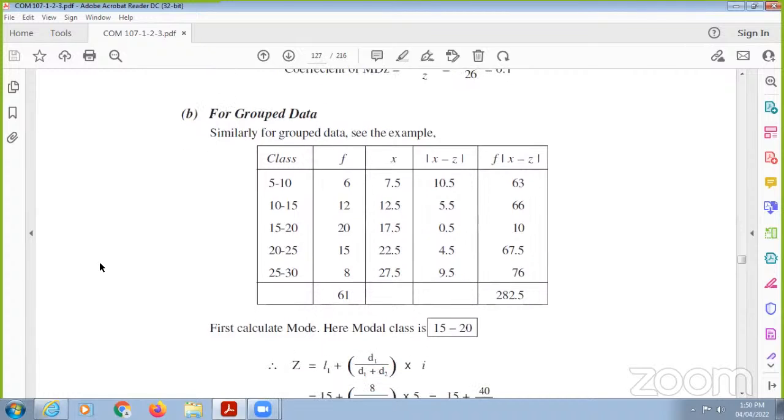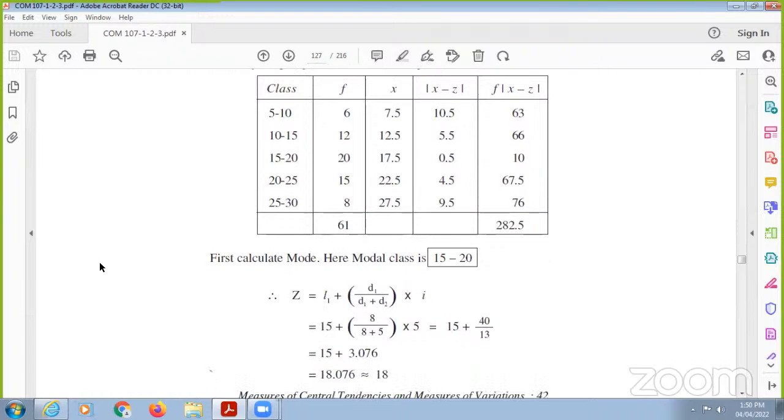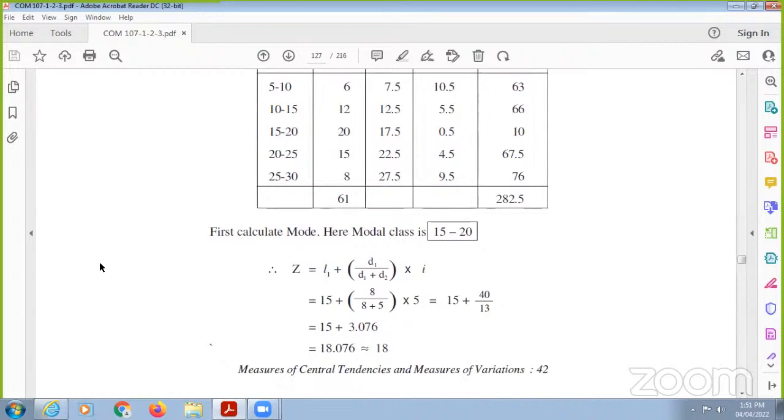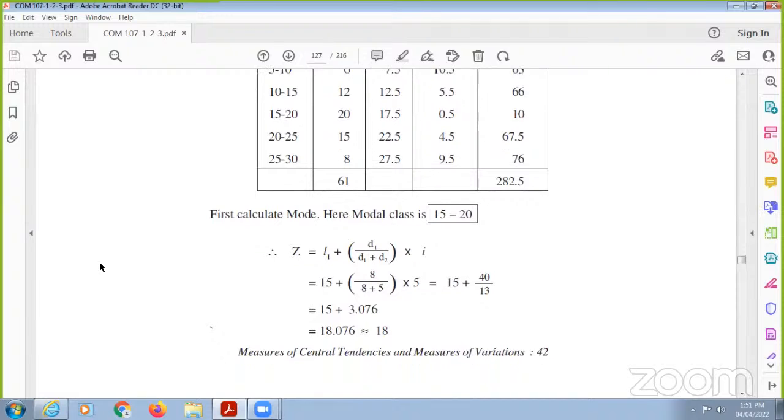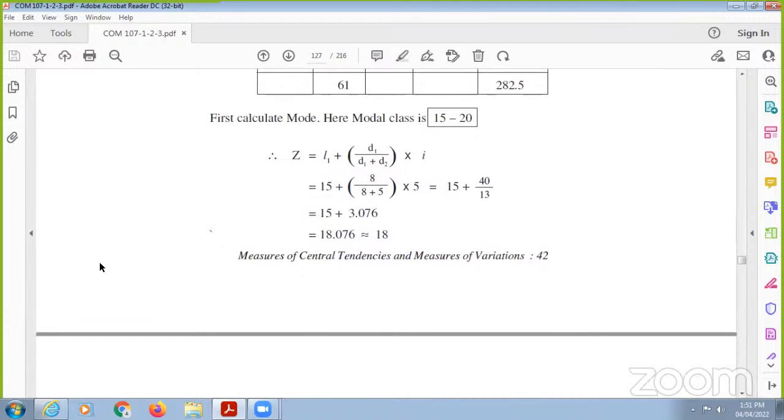Now first calculate the mode here. Modal class is 15 to 20. Now mode is equal to L1 plus bracket D1, that is deviation 1, upon D1 plus D2, bracket complete, into i. L1 here is 15 plus 8 upon 8 plus 5 multiplied by 5, equal to 15 plus 40 divided by 13. That means approximately 15 plus 3.076. The answer will be 18.076, approximately 18 here.